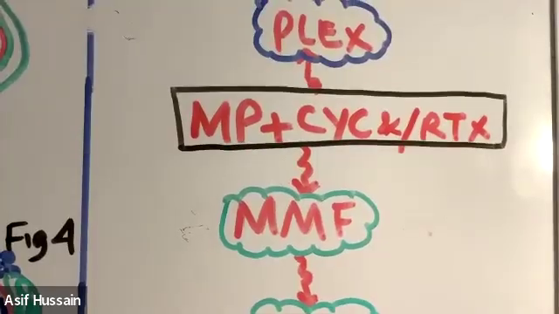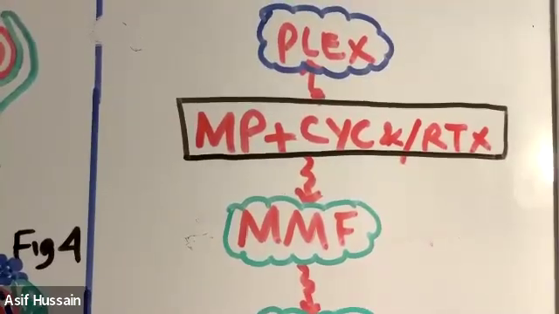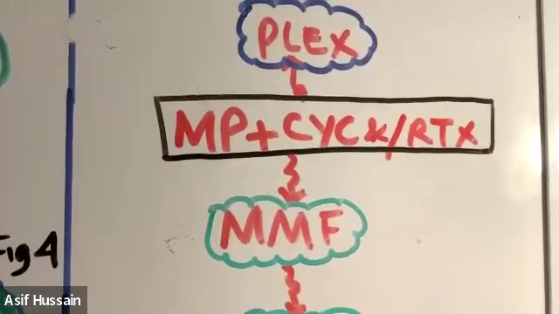So remember, MP stands for methylprednisolone, CYC stands for cyclophosphamide, RTX stands for rituximab. Basically, for severe stage 3 and stage 4 disease, or disease which is RPGN, they usually need a strong immunosuppressant, and they are given the strongest immunosuppressants such as methylprednisolone and cyclophosphamide. If the patient cannot have cyclophosphamide, for example, if the patient is young and fertility is a concern, right?